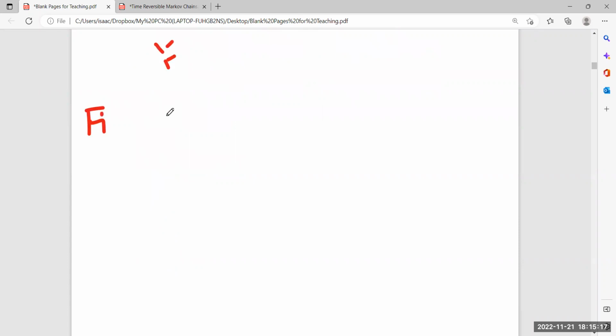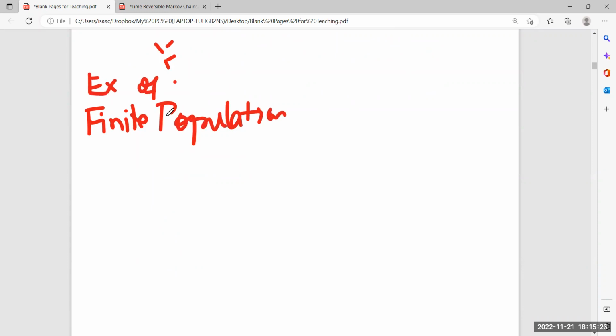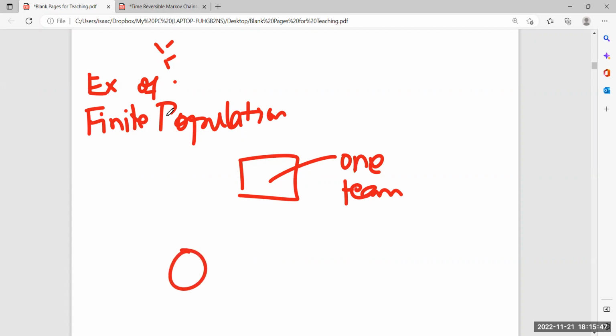An example of a finite population might look something like this. Let's think about it like this, right? You have some company and you have one mechanic, or a team. So one team, and this team here, they're in charge of fixing machines. But the number of machines that this company has is only 4.